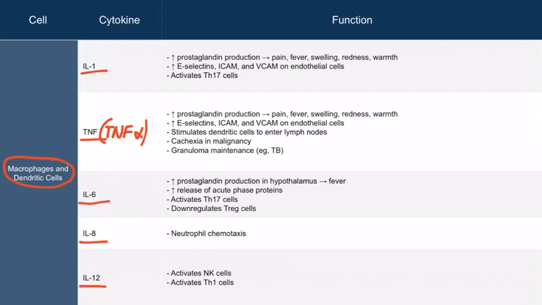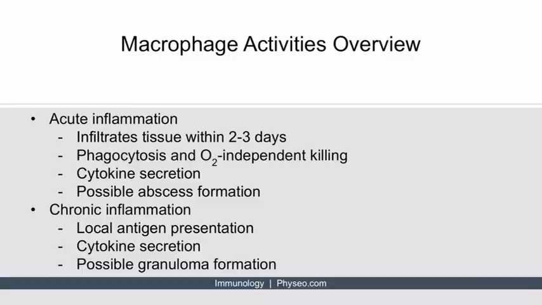All the details on this table are very important to know for Step 1. However, don't be intimidated by this, because following this video is an image mnemonic to help you really lock in and memorize all of these details. So after that video, you'll have all these details down cold. Right now, I just want you to know that macrophages secrete cytokines.